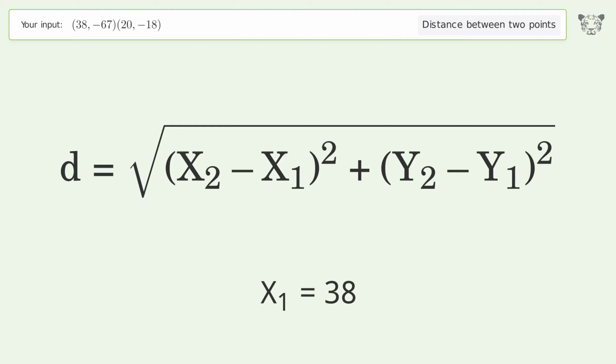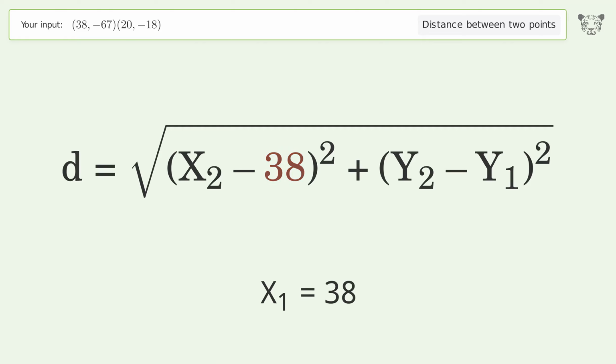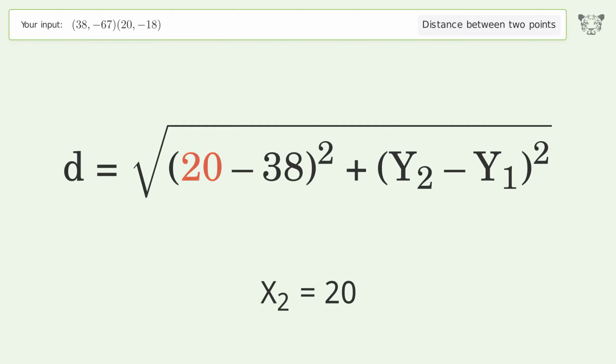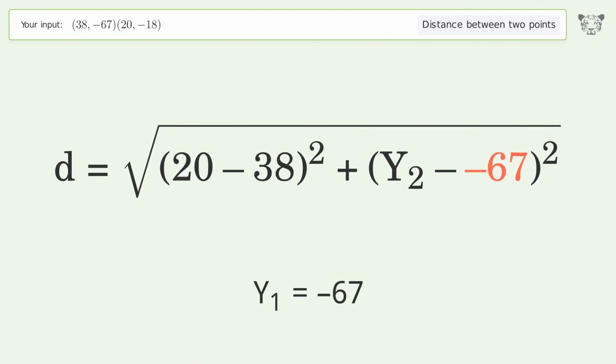x1 equals 38. x2 equals 20. y1 equals negative 67. y2 equals negative 18.